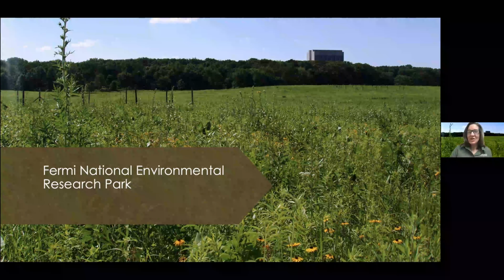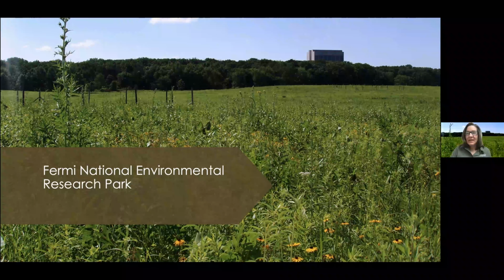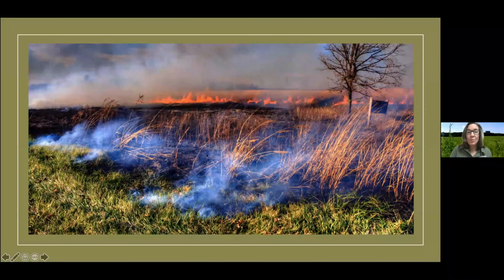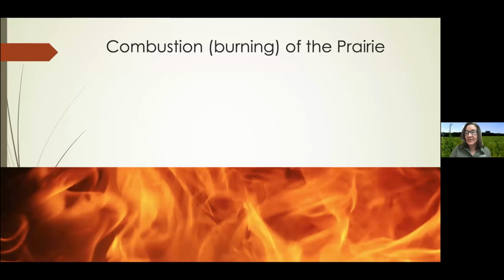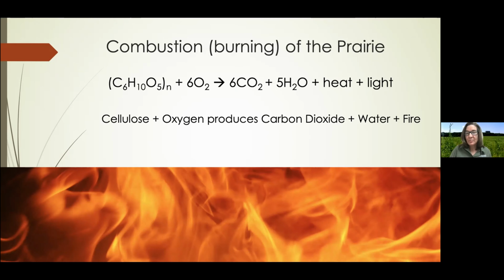I appreciate that. So just before we go, I wanted to tell you a little bit about chemistry and nature at Fermilab. Did you know that in addition to being America's particle physics and accelerator laboratory, Fermilab is a national environmental research park? So you can find lots of chemistry and nature here. Just to give one example, each year, we burn part of the prairie to help improve the soil and to limit the growth of invasive species. Burning is actually a chemical reaction called combustion. Here's the combustion reaction of cellulose, which I mentioned a few minutes ago as the large chemical in the cell walls of plants. Cellulose plus oxygen produces carbon dioxide and water and fire.